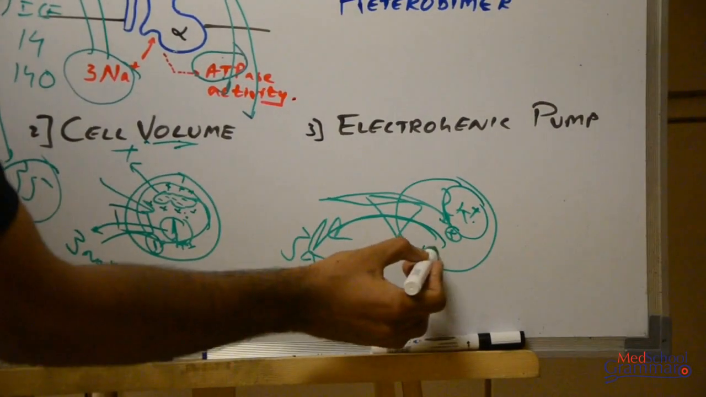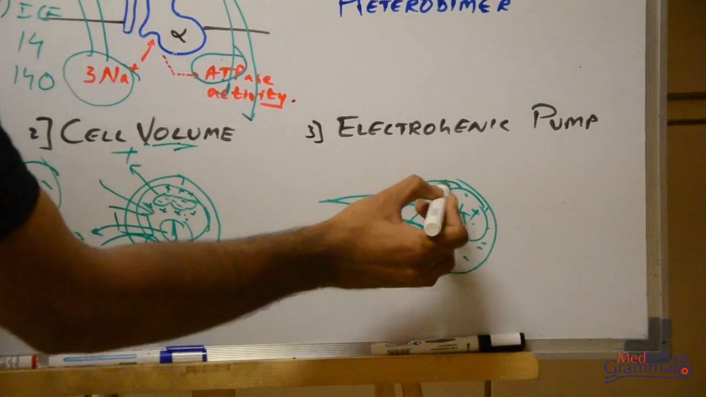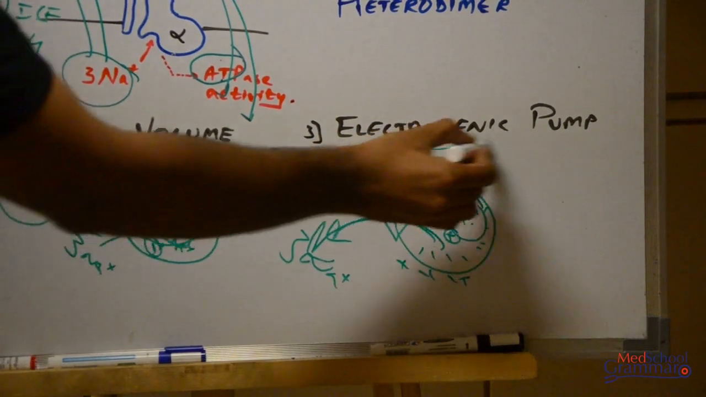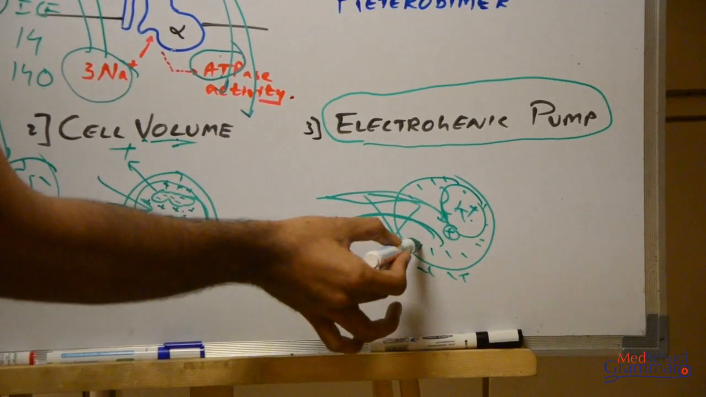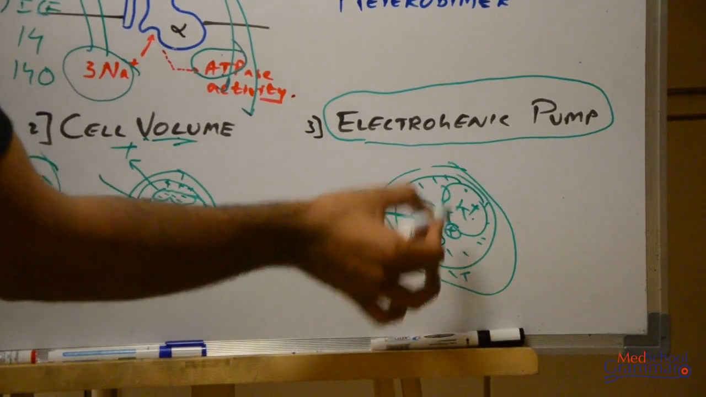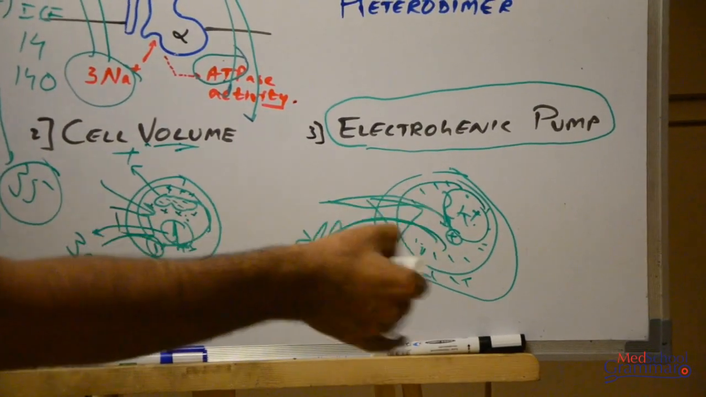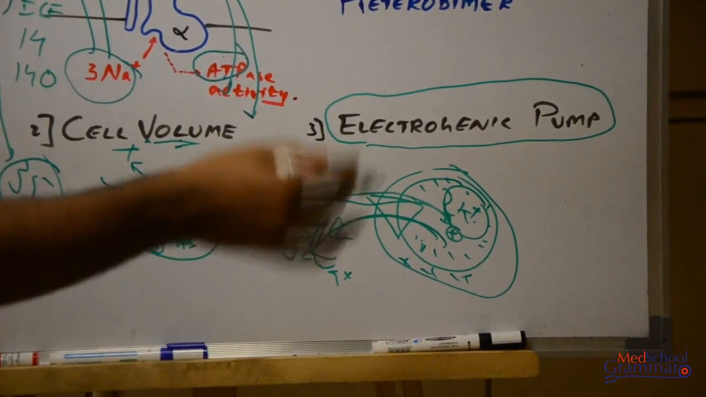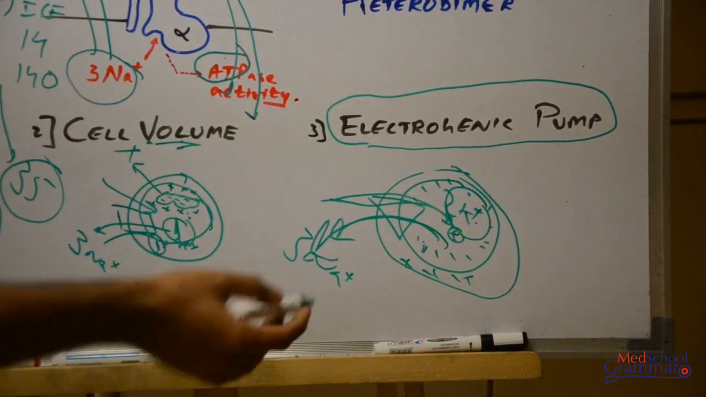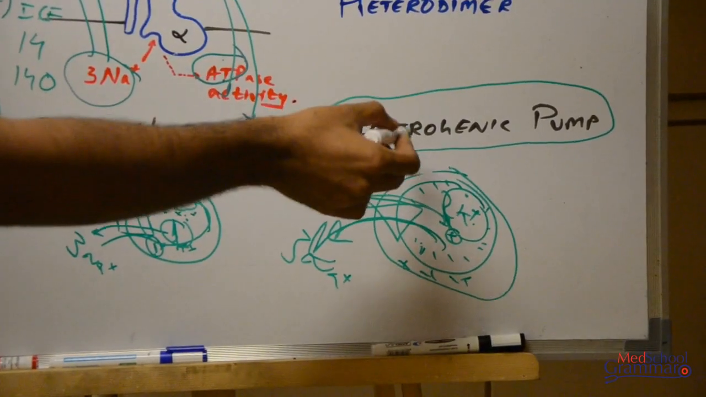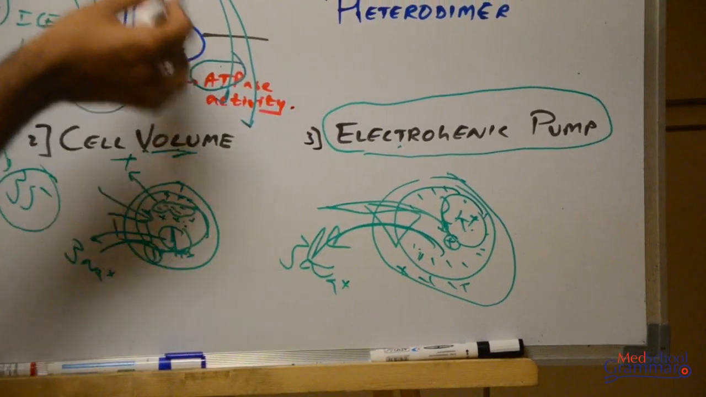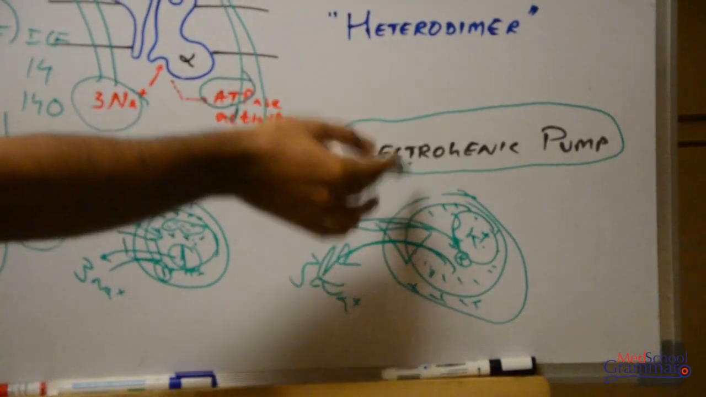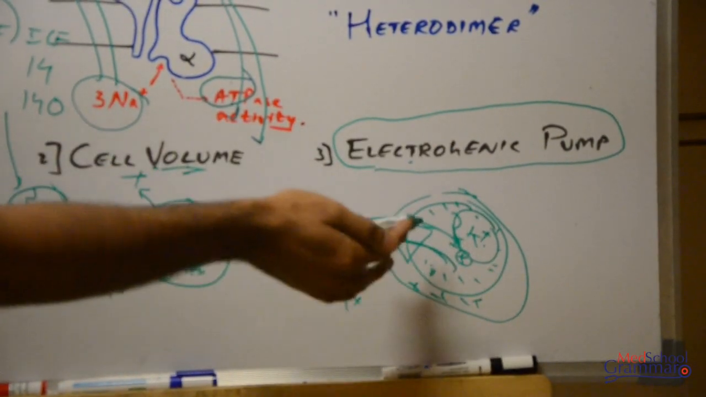So this creates slight electronegativity on the inside and electropositivity on the outside. So this is the electrogenic pump action. Now this entire significance of the presence of negative charge within the cell at rest will be explained under resting membrane potential. As we all know, at rest the insides of the cells are negative, and a role is played by the electrogenic pump activity of the sodium potassium pump. So this is another functional significance of the sodium potassium pump.